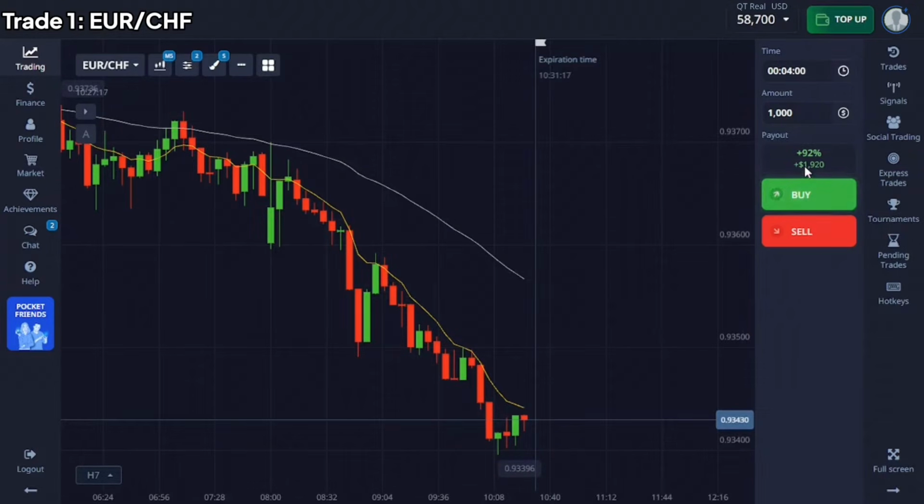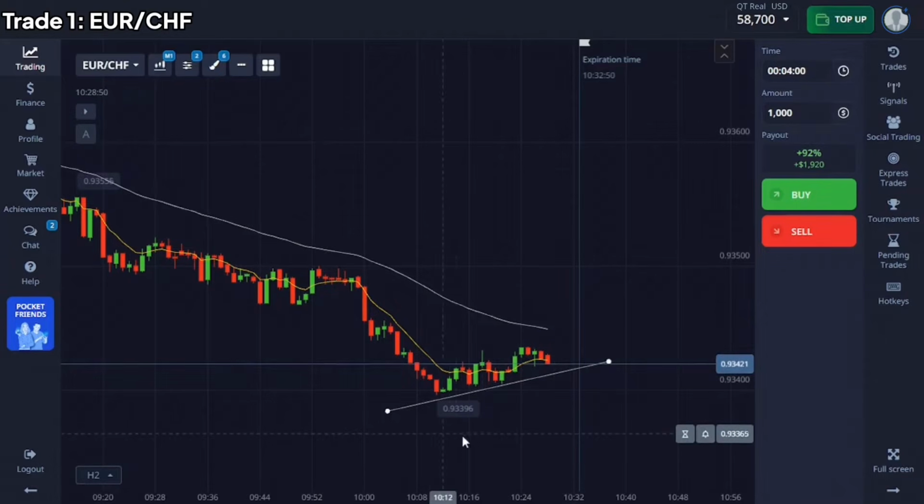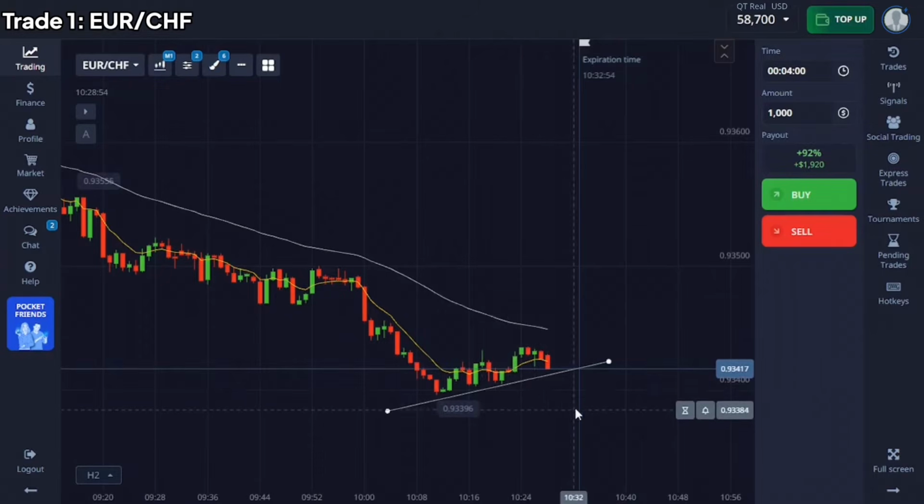The payout is also looking juicy. So what I'm going to do is hop over to the 1 minute time frame to look for some sell entries. I've just hopped over to the 1 minute time frame, and obviously Euro CHF is extremely bearish. So all I'm waiting for here is a trendline break to the downside, a firm break obviously, and I'll go ahead and lock in a 4 minute sell position. So let's see what happens.